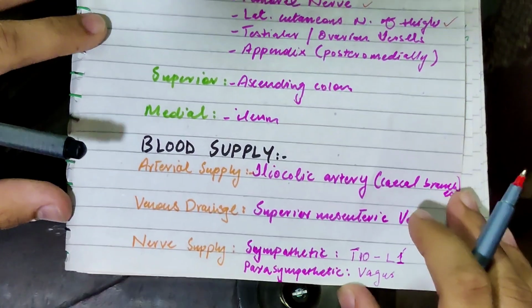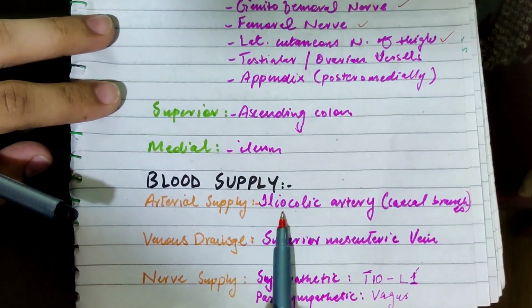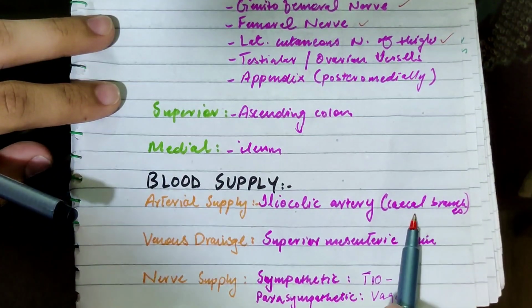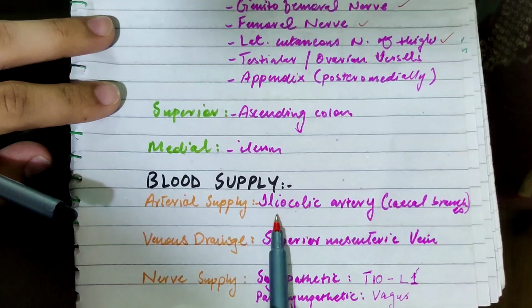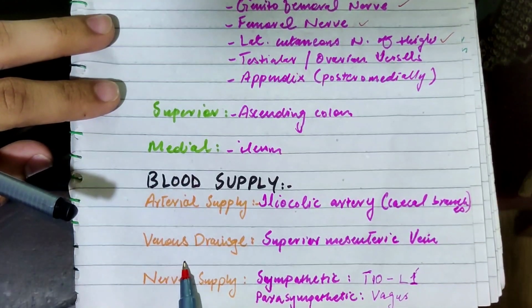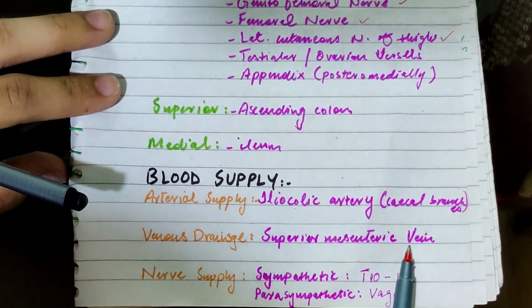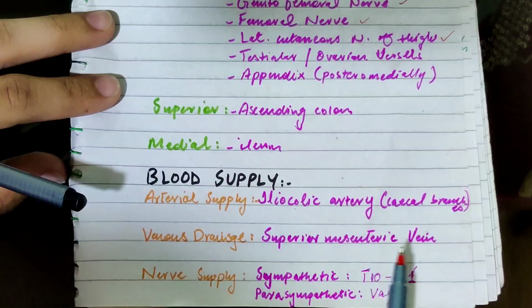Now we have the blood supply of the cecum. We have the arterial supply, the venous drainage, and the nerve supply. The arterial supply is through the ileocolic artery, which gives cecal branches. So the cecal branches are directly supplying the cecum and they are arising from the ileocolic artery. And then we have the venous drainage. The venous drainage is through the superior mesenteric vein, meaning that the cecum drains to the superior mesenteric vein.